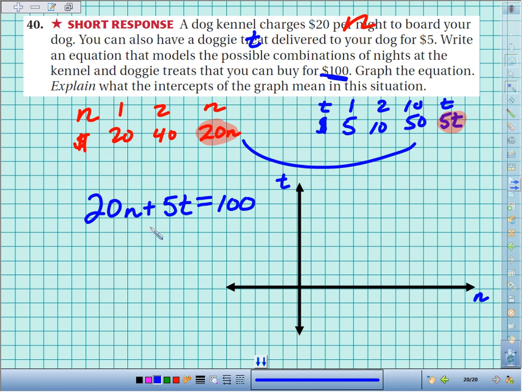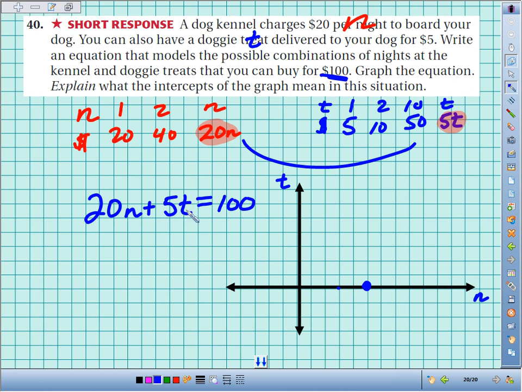Now, what you want to find, if you have a standard form equation, are your intercepts. So basically, if I buy no treats, how many nights can the dog stay? 100 divided by 20. 1, 2, 3, 4, 5 nights. So there's my N intercept.